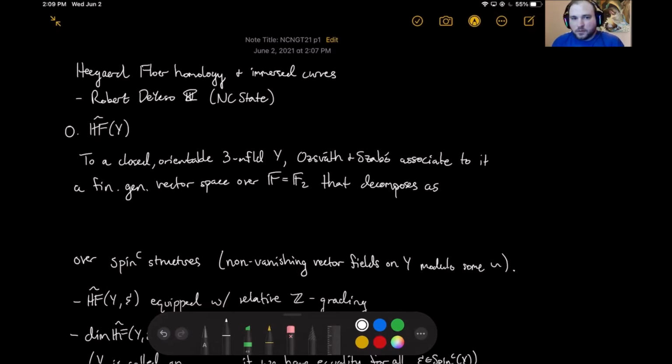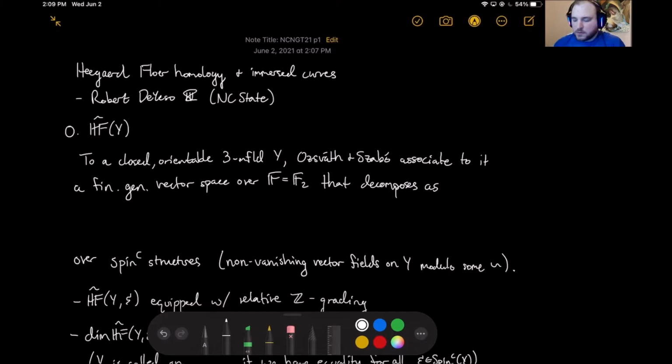We'll be going over Heegaard Floer homology, an extremely useful approach to studying low-dimensional topology problems over the past 20 years, and immersed curves, which is a highly geometric way of encoding Heegaard Floer information for manifolds with boundary. And usually there's hope that you can recover some Heegaard Floer information for a full 3-manifold. All right, so to start, we'll start with a closed orientable 3-manifold Y. Unless stated otherwise, all manifolds will be like this.